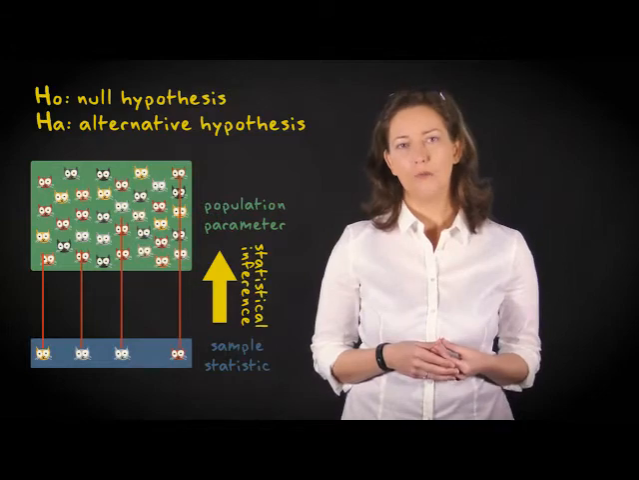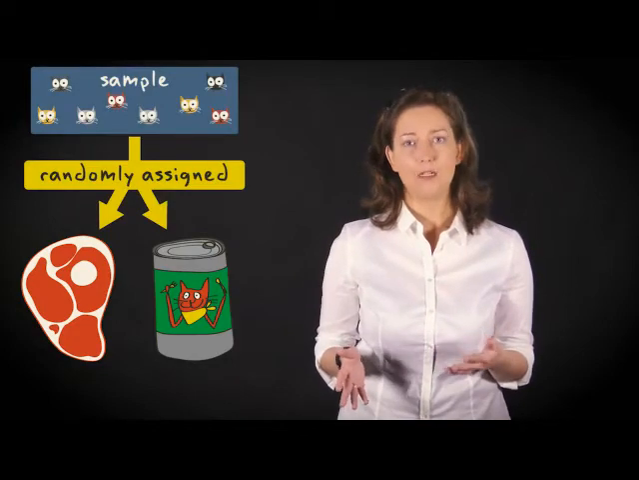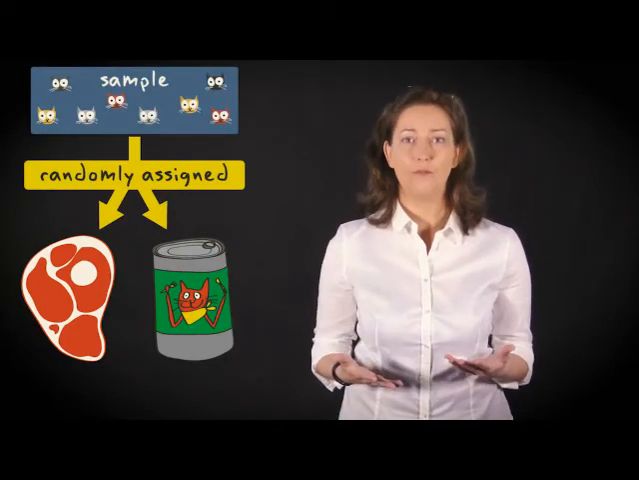Let's start with an example. I recently started reading about raw meat diets for cats. Suppose I want to test whether a raw meat diet is healthier for cats than regular canned food with cooked meat and grains. I could ask all my students with cats to participate in a study where half is randomly assigned to feed their cat raw meat, while the other half provides canned food.